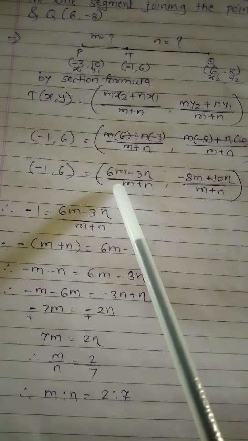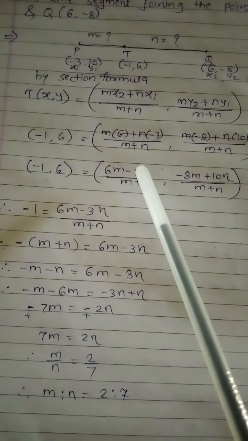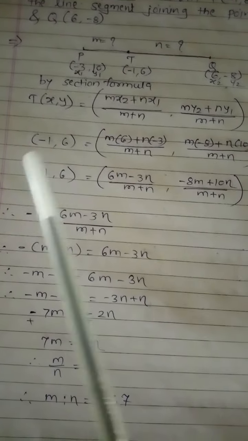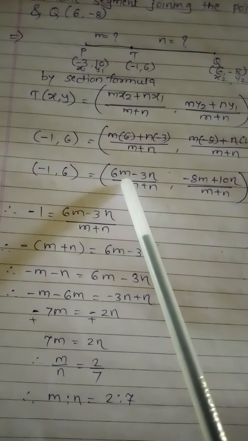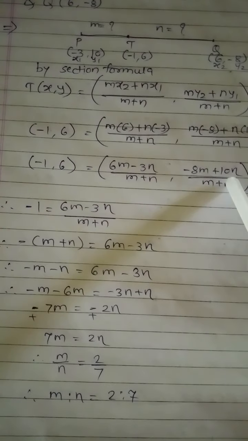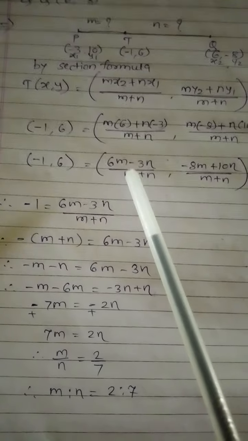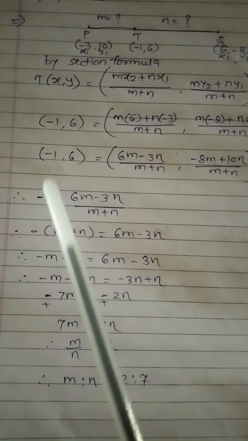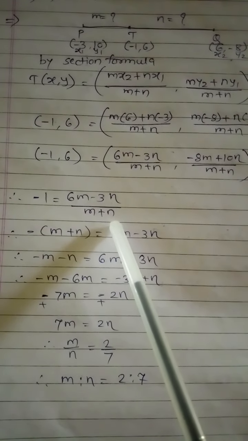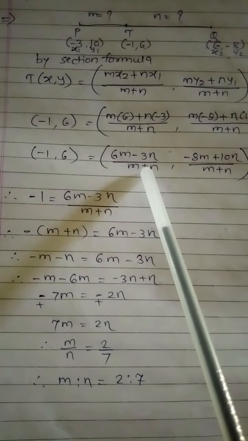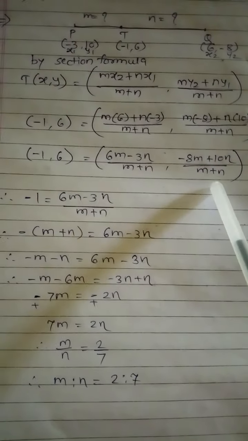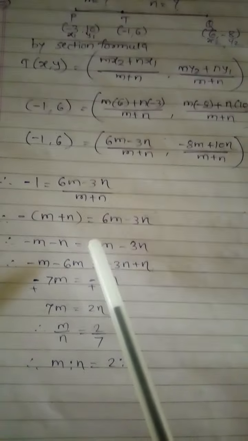Now see, up to this step, in this case we have to find the values of m and n, so we have to compare it with this. This is the x coordinate and this is the y coordinate. These values are equal, meaning this x coordinate equals this one and this y coordinate equals this one. So either you solve for x or y, the answer is the same. I am going to solve for x. So -1 is equal to the x coordinate, (6m minus 3n) upon (m plus n). If we solve both, the answer is the same. I am going to solve only one.